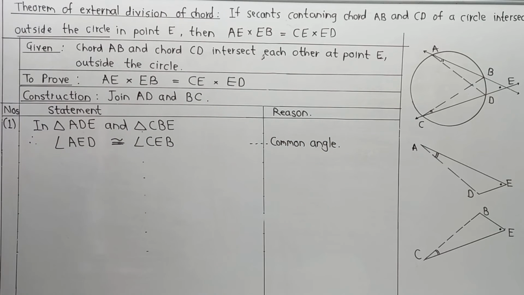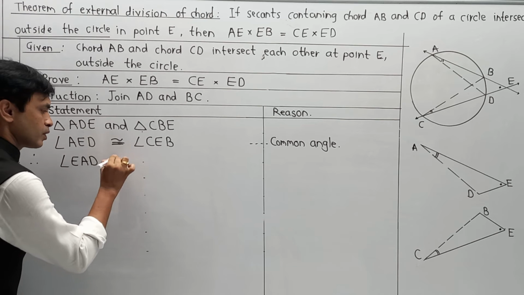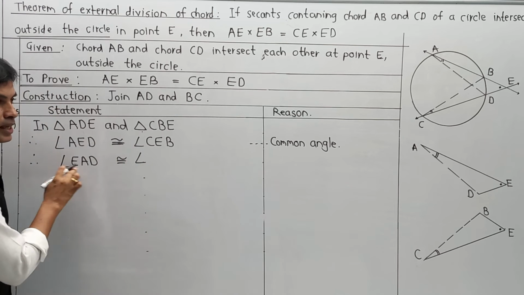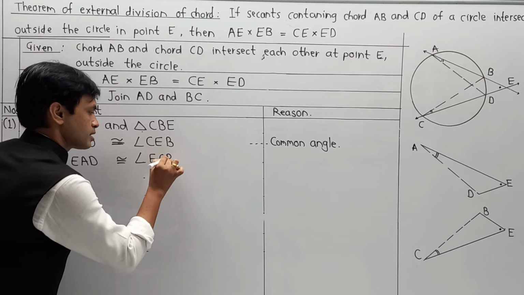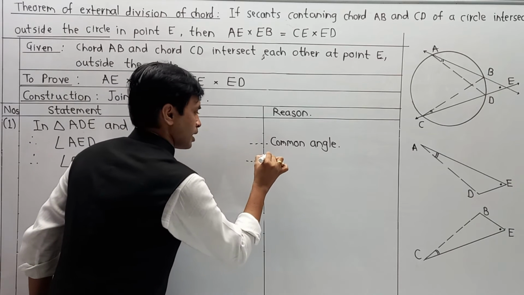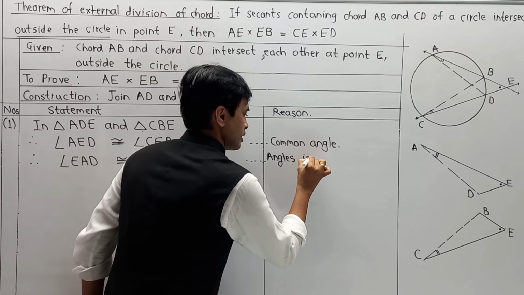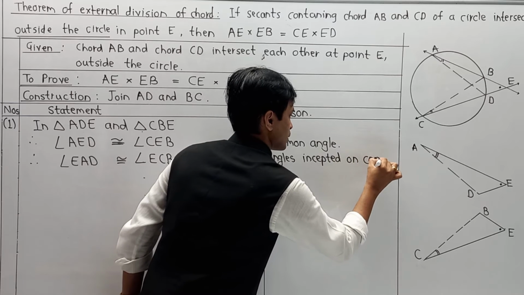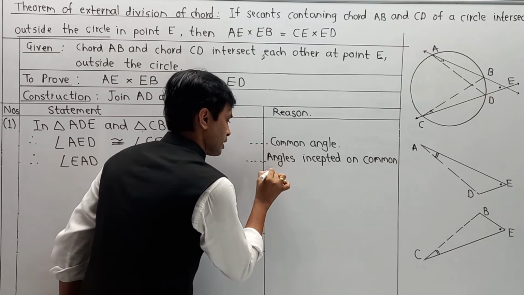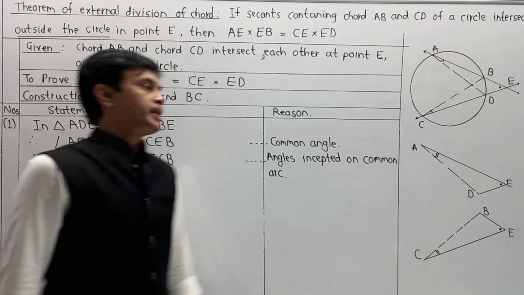Now the next part, angle EAD is congruent to angle ECB. Reason: angles intercepted on a common arc, or both are on arc BD.